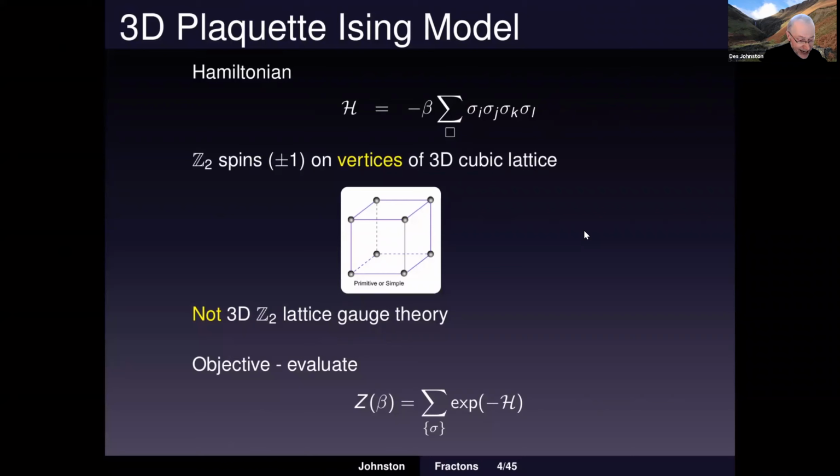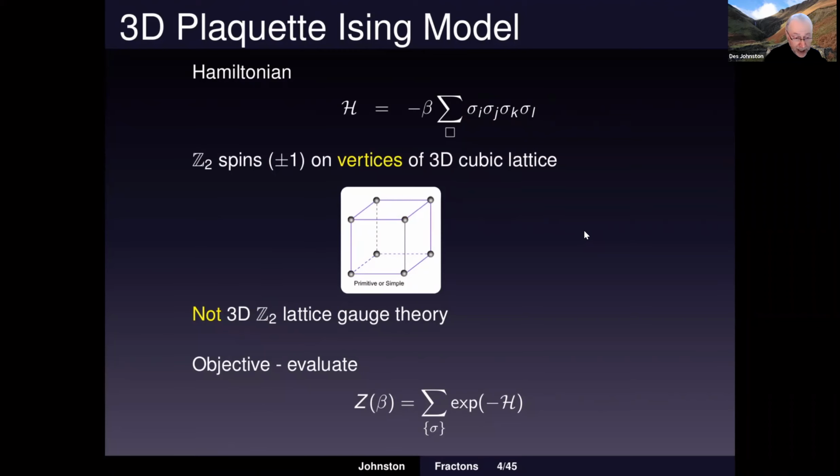And you'll notice this isn't 3D Z2 lattice gauge theory. I was going to say Z2 lattice gauge theory, but we're not Americans, so I'll say Z2 lattice gauge theory. It's not three-dimensional lattice gauge theory, where the spins would live on the edges. The spins are still sitting on the vertices of this three-dimensional lattice. So it's a perfectly kosher lattice spin model, a classical lattice spin model.